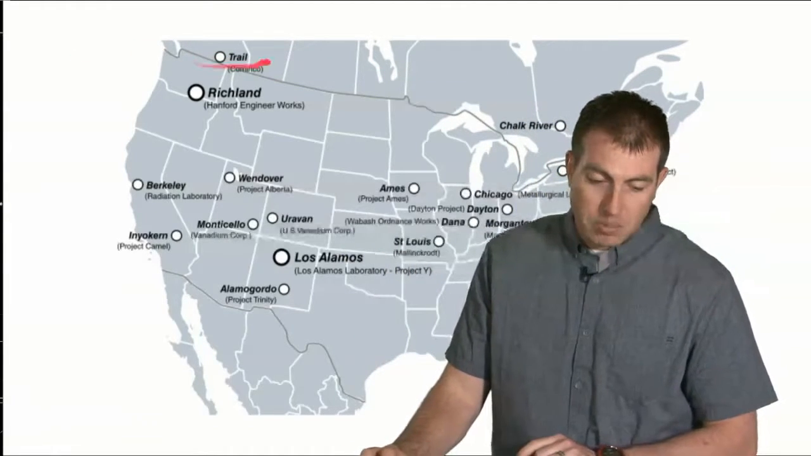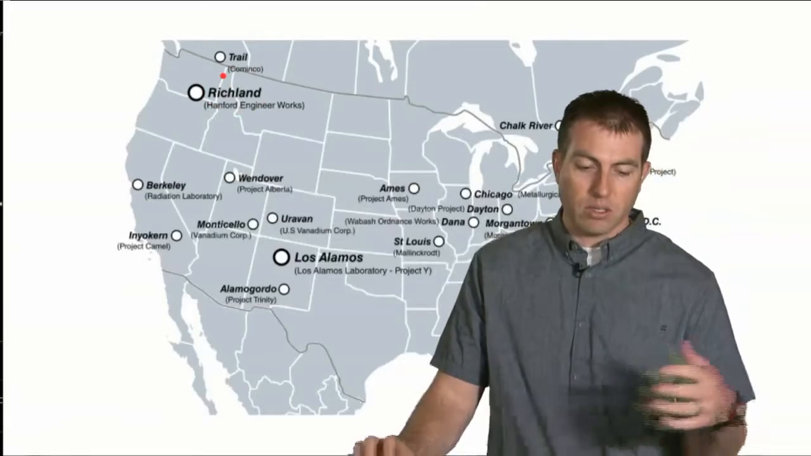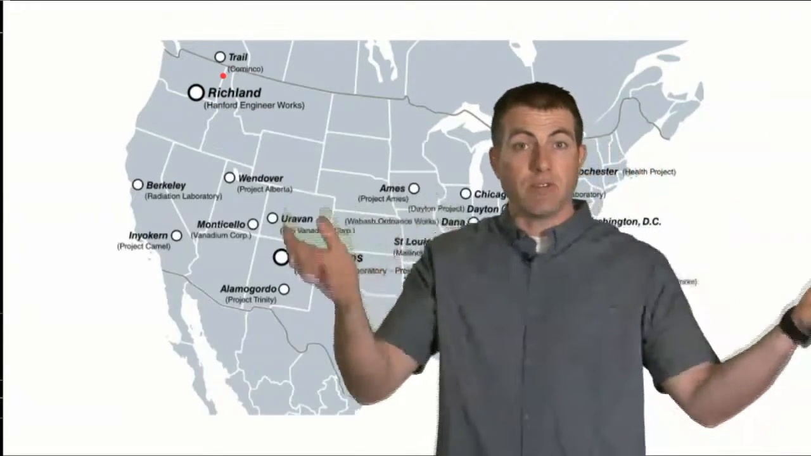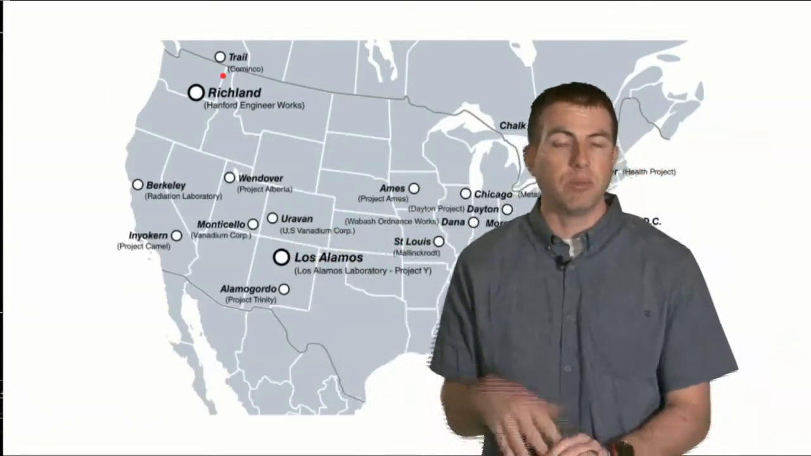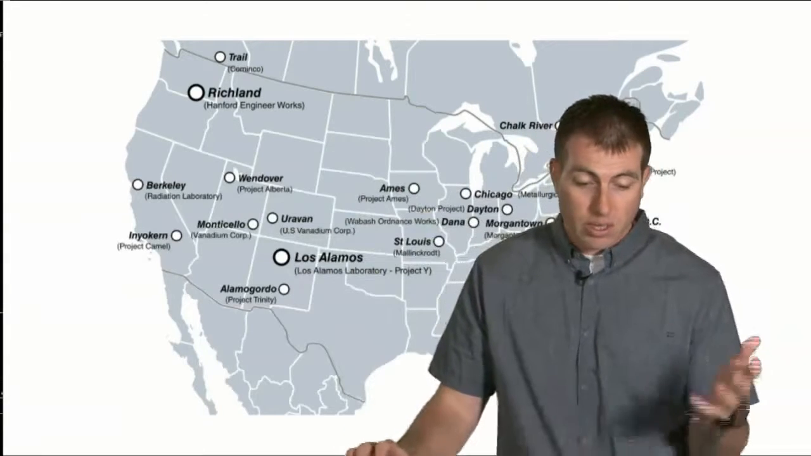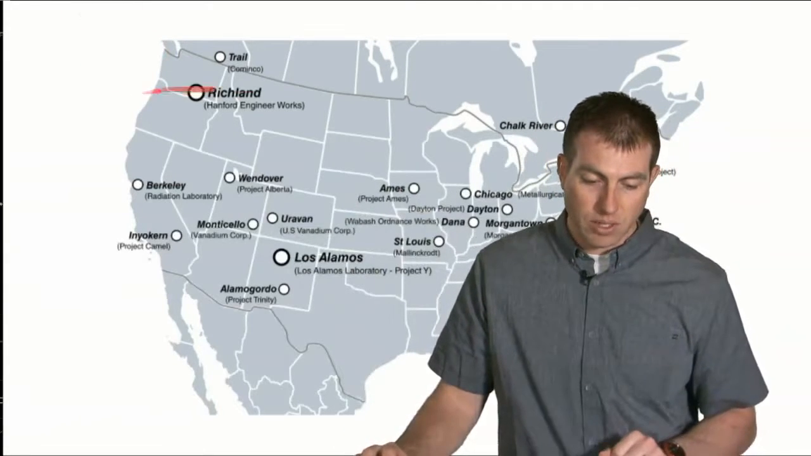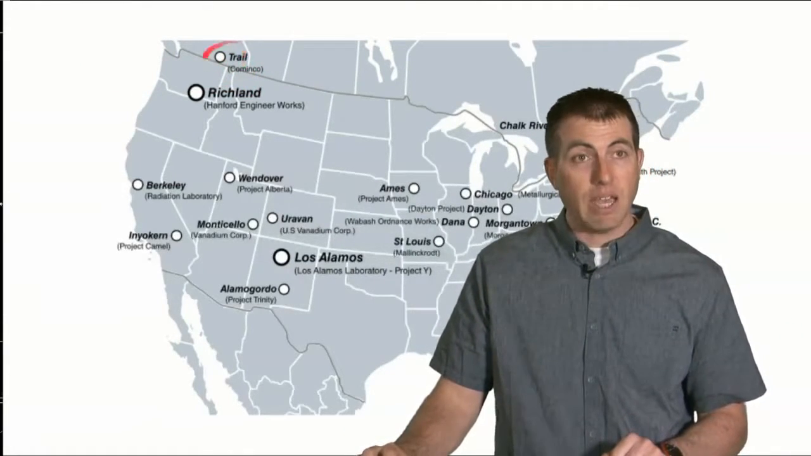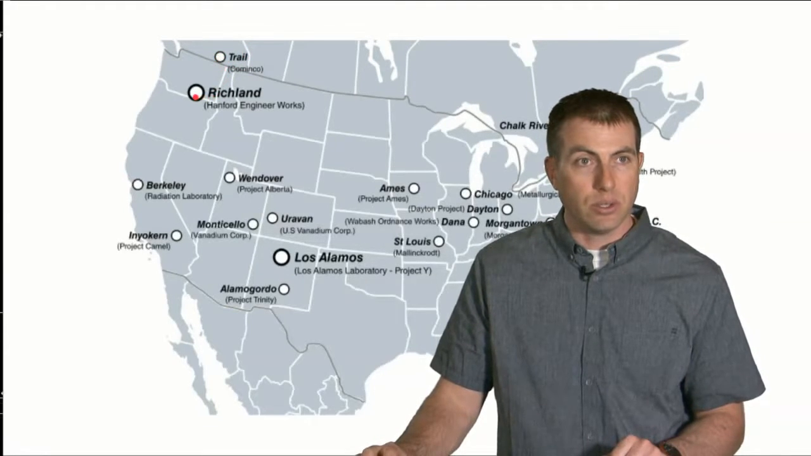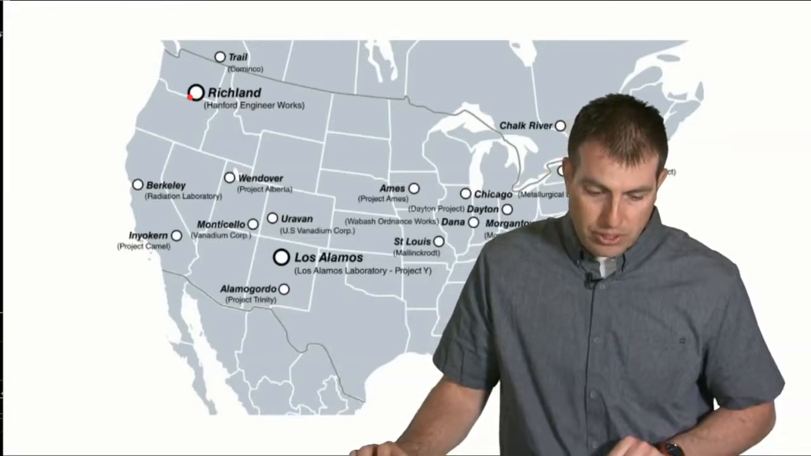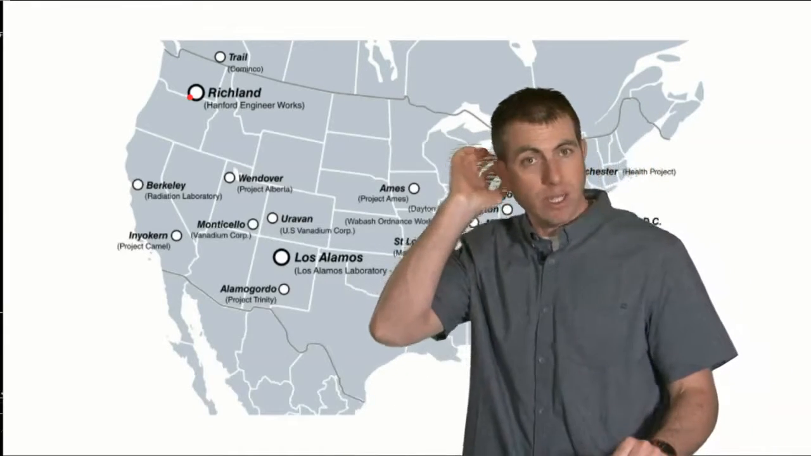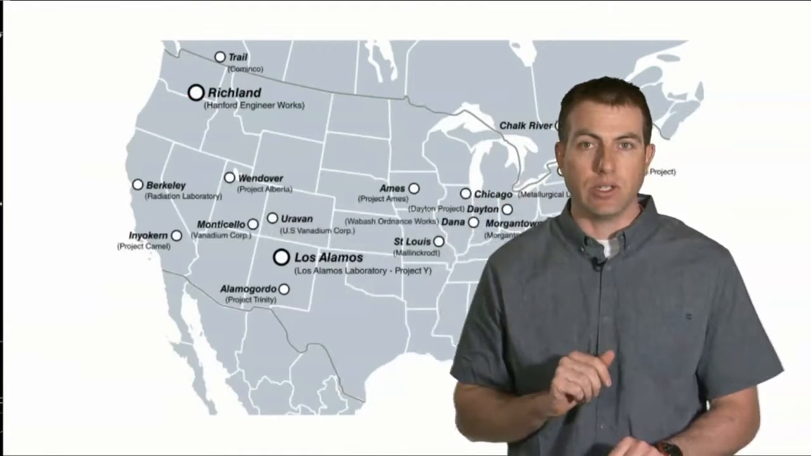So my grandfather actually got a certificate of recognition from the United States government for being part of the Manhattan Project. So that's why I think it's really cool. That's why I love this stuff. But what happened was in Trail, they made heavy water, and Trail is on the Columbia River, which flows down into Richland or Hanford, Washington, where they had a nuclear reactor.